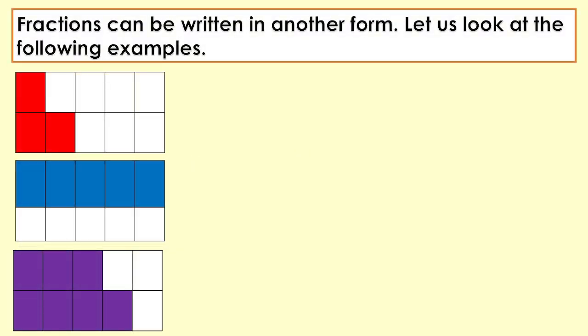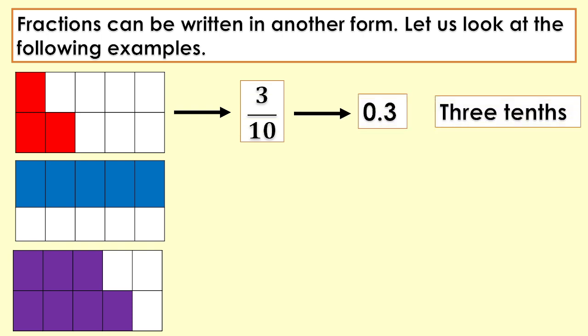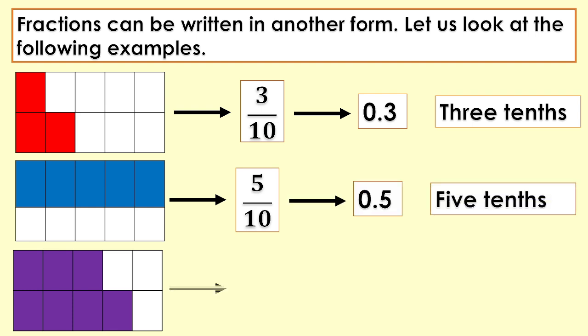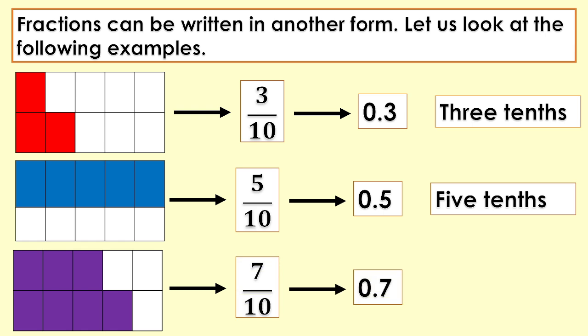Fractions can be written in another form. Let us look at the following examples. 3/10 can be written as 0.3, or written in words, 3 tenths. 5/10 can be written as 0.5, in words, 5 tenths. 7/10 can be written as 0.7, in words, 7 tenths.